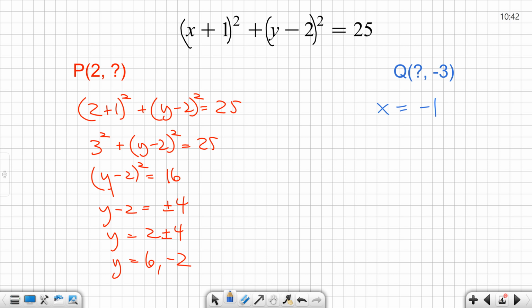What does that look like if I was to graph all of this? How many times does the circle hit the horizontal line of -3? Just one time, right? It's tangent to that horizontal line. So that is possible.